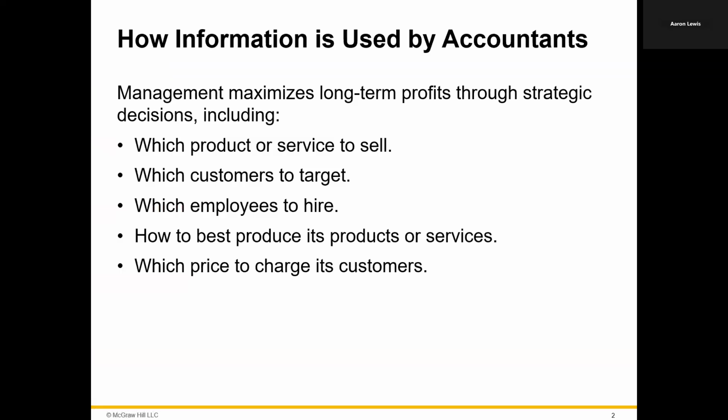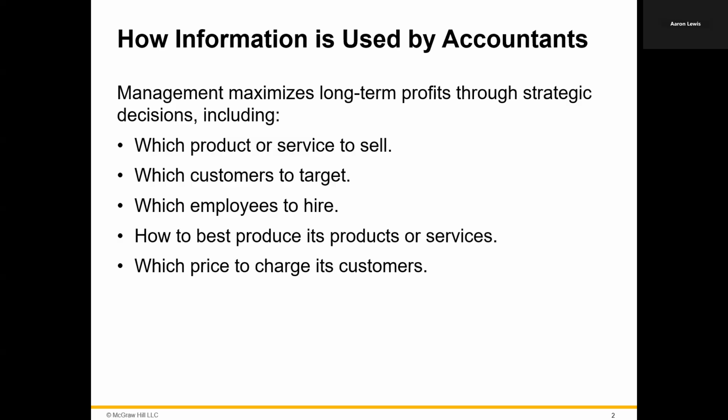Well, there's a lot. For example, what product are we going to sell? What service are we going to provide? There's a whole mix. Apple makes tons and tons of products. Some of them are more profitable than others. How do you determine what your optimal product mix is? You're going to need information for that to analyze it and pass it off to management to help them make the best decision possible.